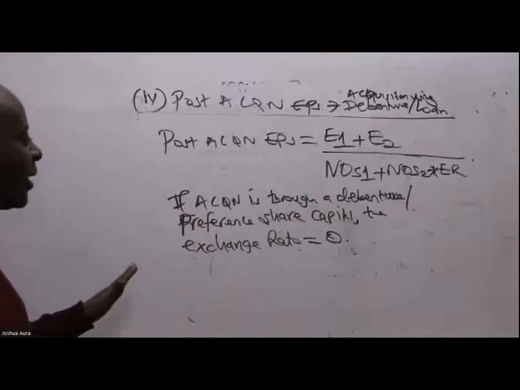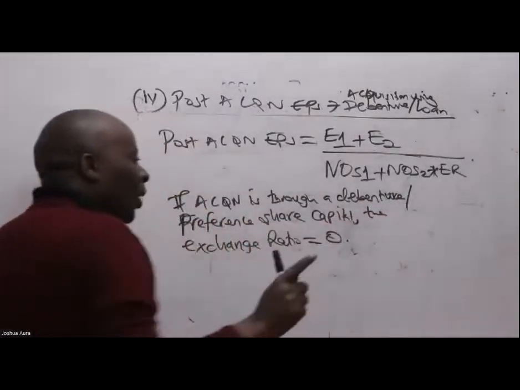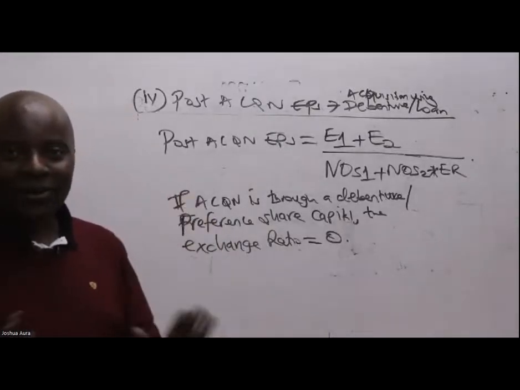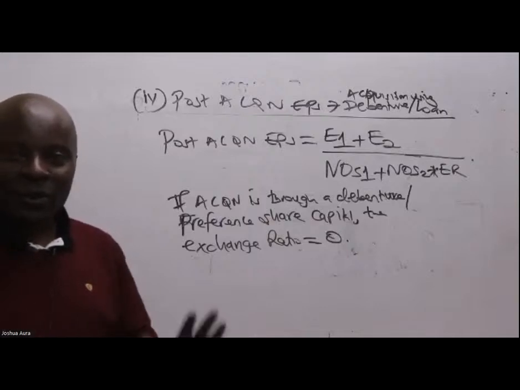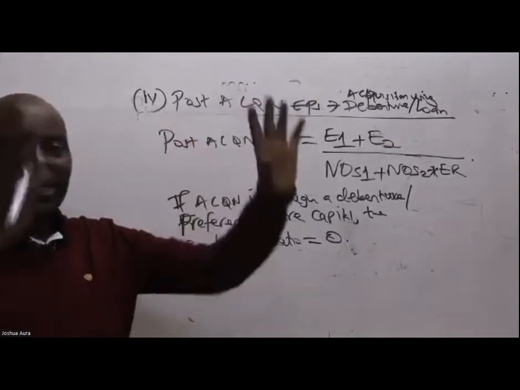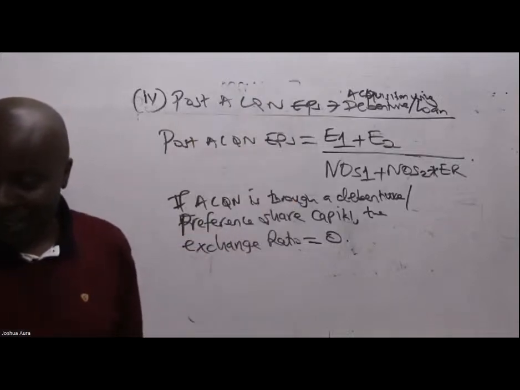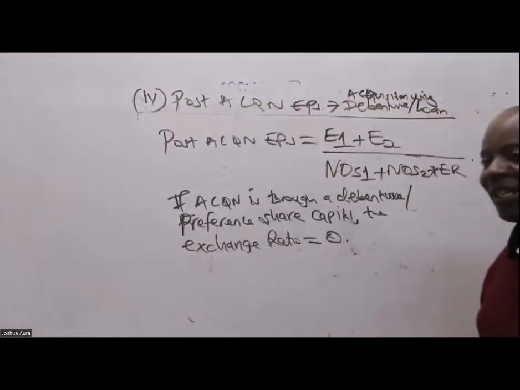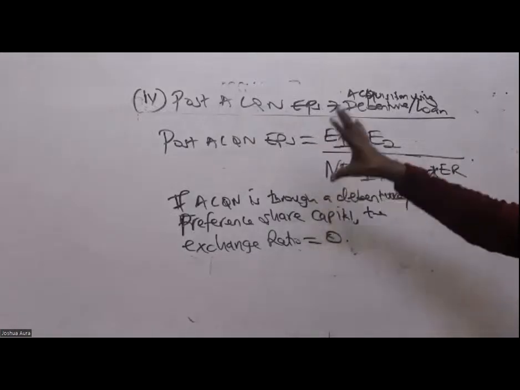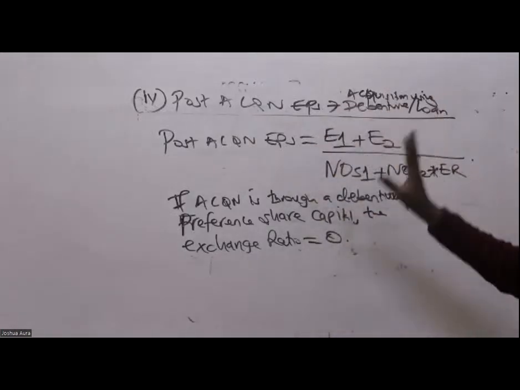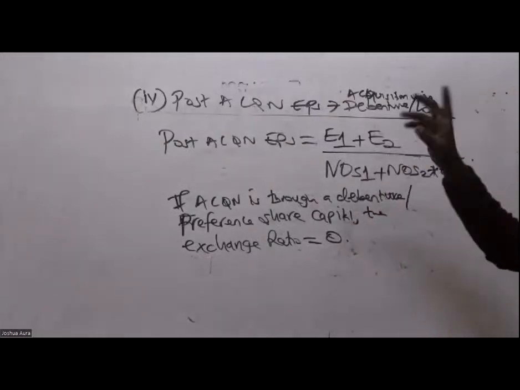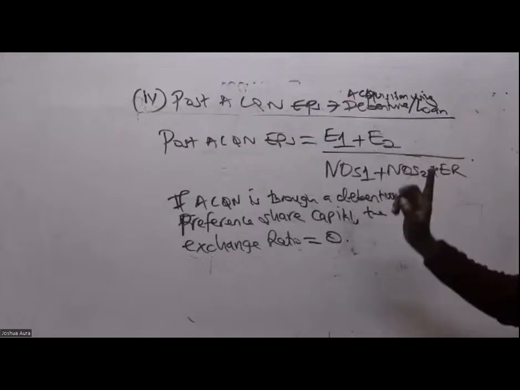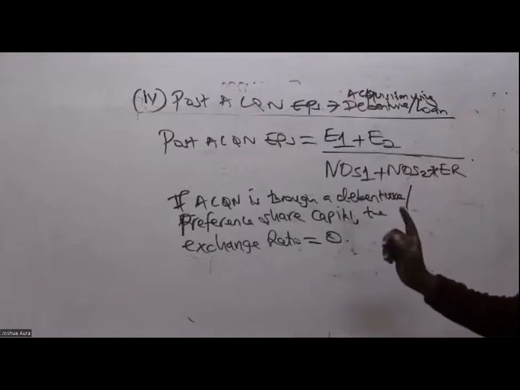So is there somebody who has been able to highlight this with a yellow highlighter? I'm so particular about yellow highlighters, even more than many years ago. You'll be able to watch the video, don't worry. So have you highlighted this? Anytime you go to a question and you see that the acquisition is financed through a debenture or a preference share capital, then the exchange ratio will always be equal to 0.